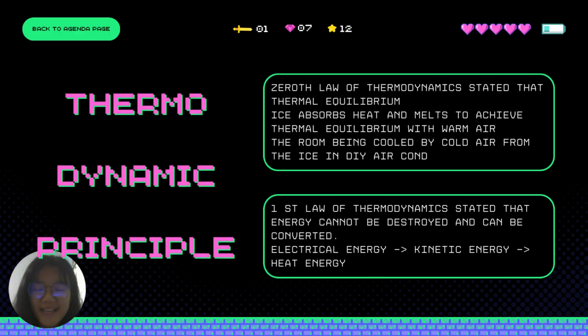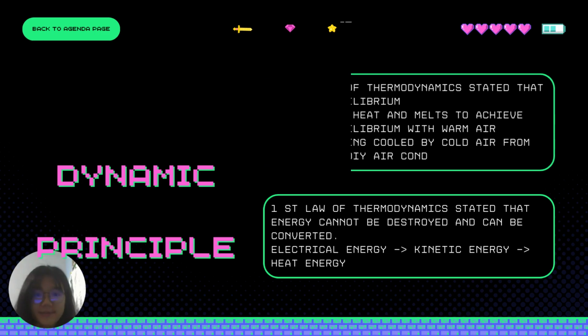Our DIY aircon relates to thermodynamic principles. The ice from the box will absorb the heat and melt to achieve thermal equilibrium with the warm air in the room. Therefore, the room temperature drops as it is cooled by the cool air released from the ice. For the first law, the electrical energy is converted to the kinetic energy of the blowing fan and into the heat energy in the ice. The energy is not destroyed but is converted.